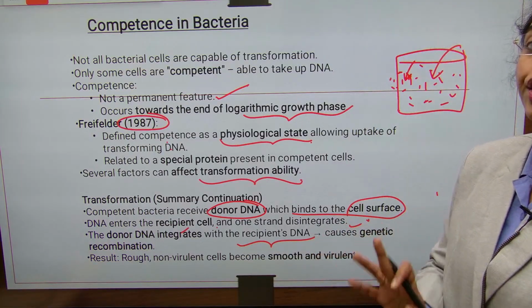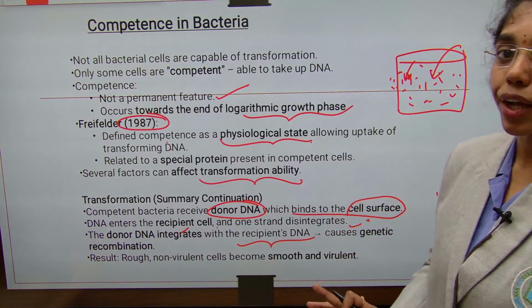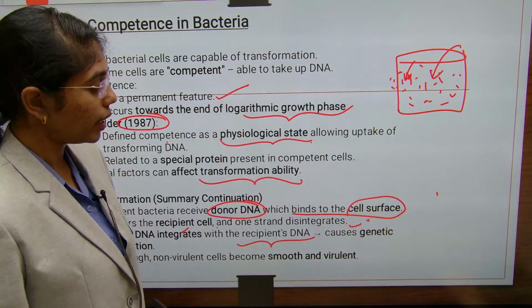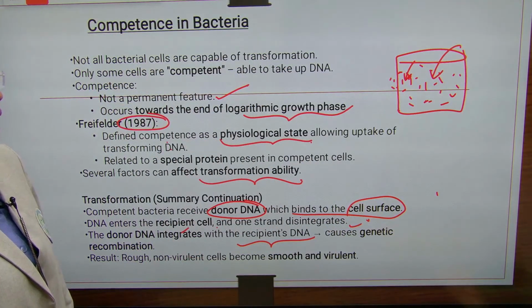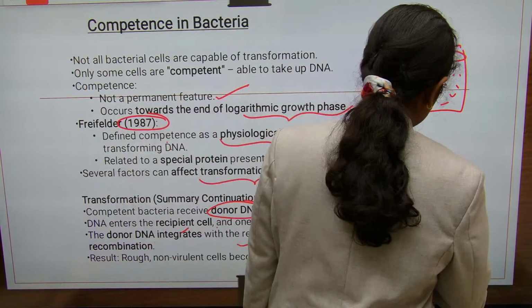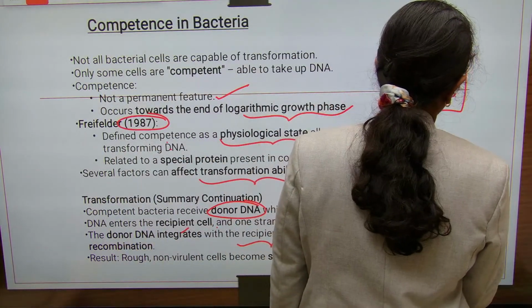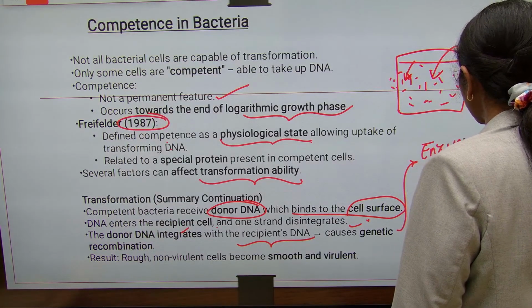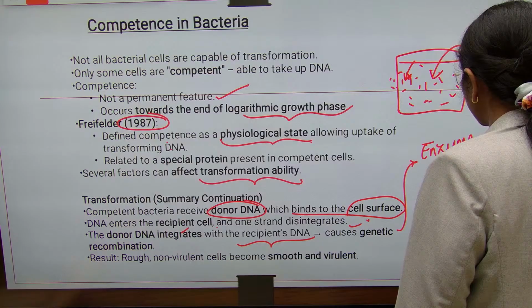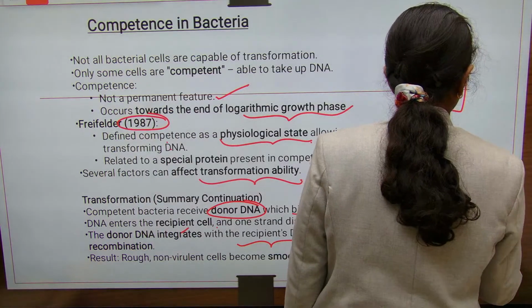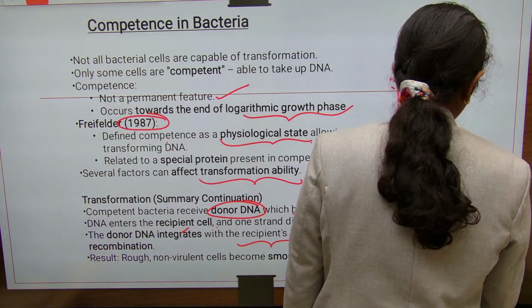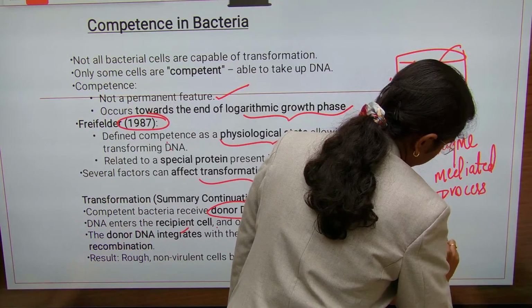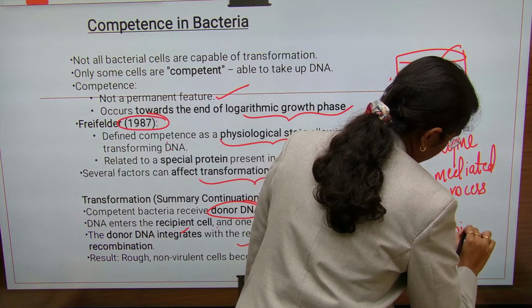This causes genetic recombination. Genetic recombination happens in pachytene of prophase 1. Clear, right? This genetic recombination is mediated by an enzyme. This is an enzyme mediated process, not an energy mediated process. Remember, this is an enzyme mediated process, and the enzyme here is recombinase.